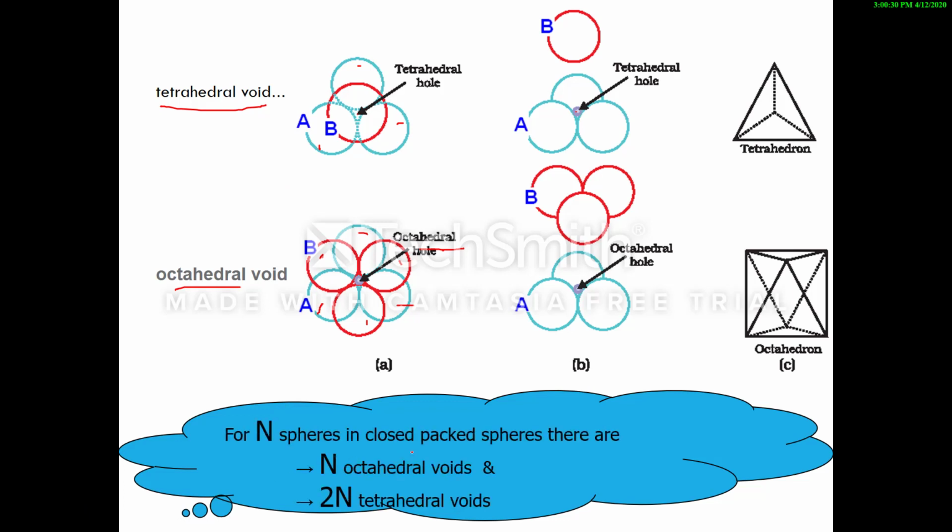Now again remember, we will also discuss this thing. If there are n spheres in a close packed structure, then there will be n octahedral voids and 2n tetrahedral voids. This will come in detail in the next slide.